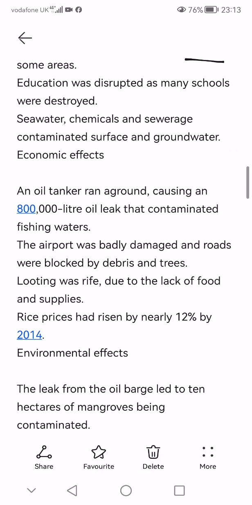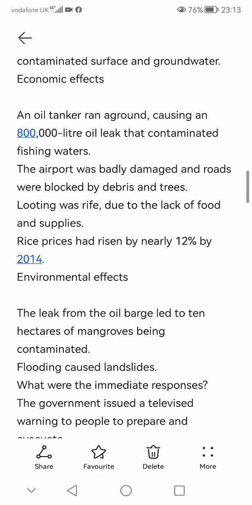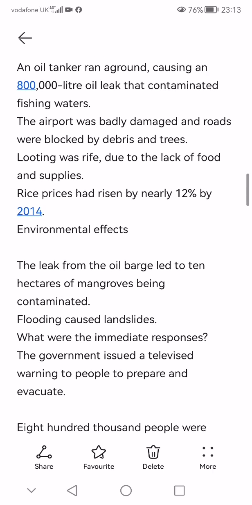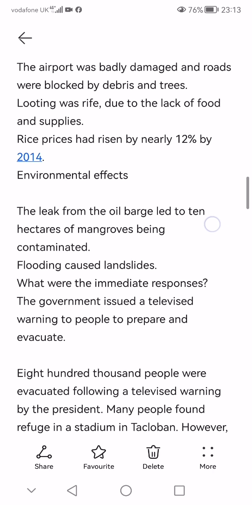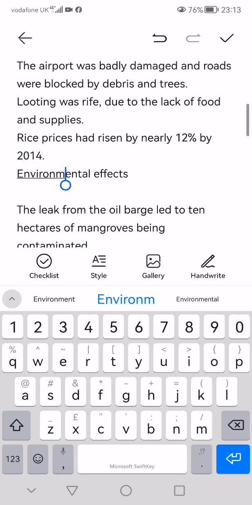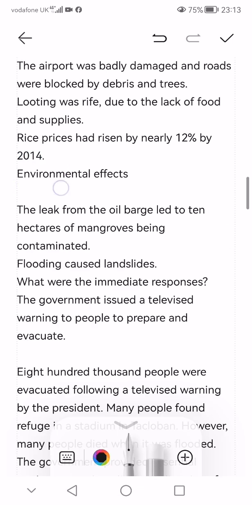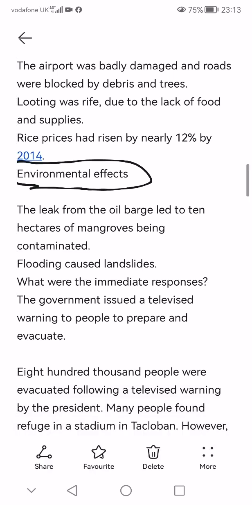There's also more to read through here in your own time, but an oil tanker ran aground, massive oil leak in longer term. Rice prices had risen by nearly 12%. Now this bit here is quite important. I'll circle that one here. You can categorize the effects sometimes, not just in when they happen, i.e. primary and secondary, but also what they mean. So are they social effects? Are they economic effects? Are they environmental effects?